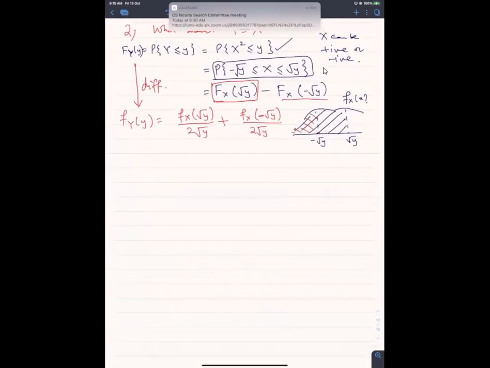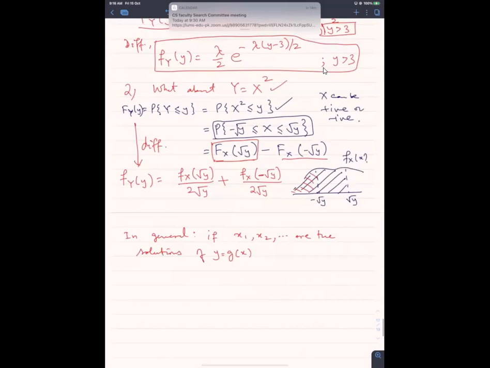So in general, this is true that if x1, x2, dot dot dot are the solutions of y is equal to g of x. जैसे यहाँ पे आपके पास y is equal to x square था, उसके दो solutions थे, x is equal to plus square root of y and x is equal to minus square root of y. दो solutions थे, लेकिन दो से ज्यादा भी हो सकते हैं.